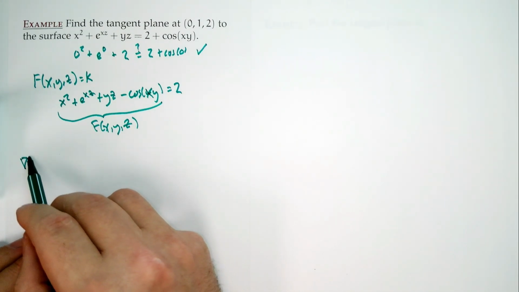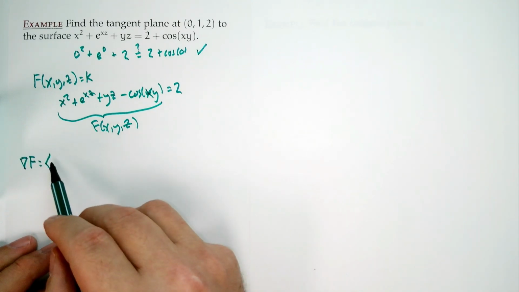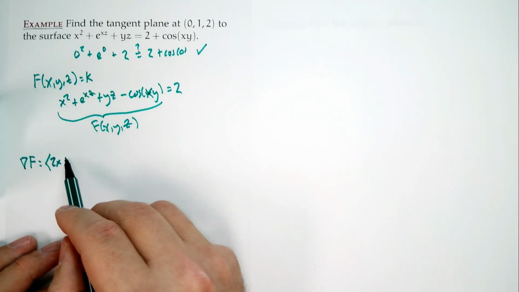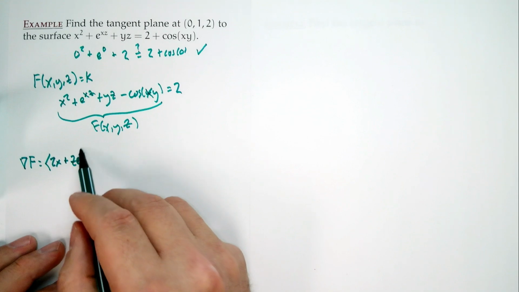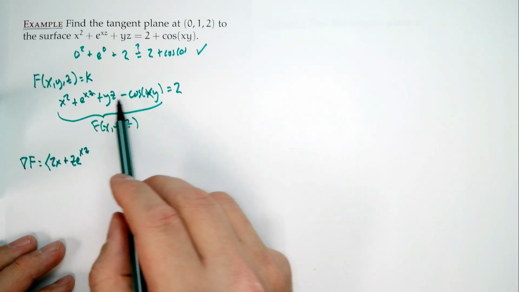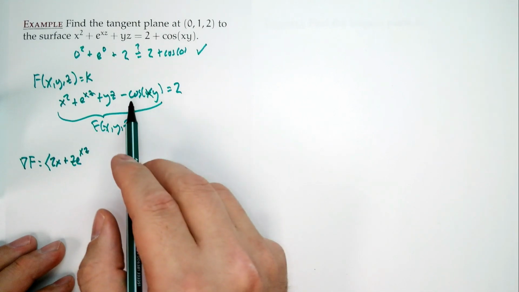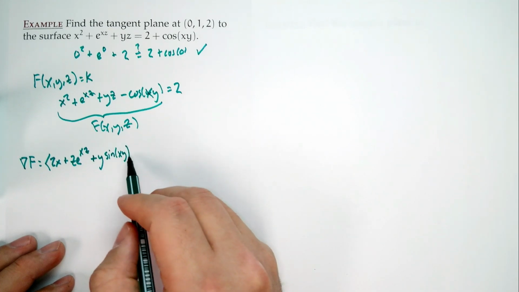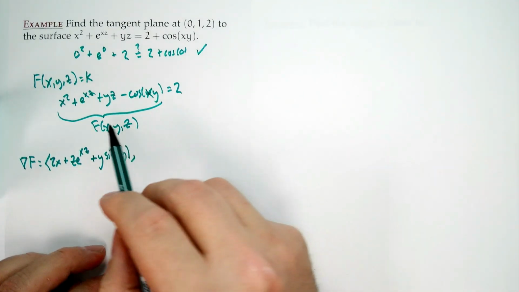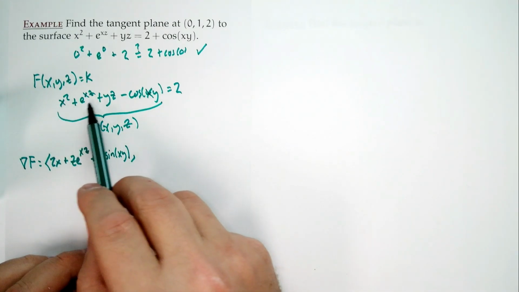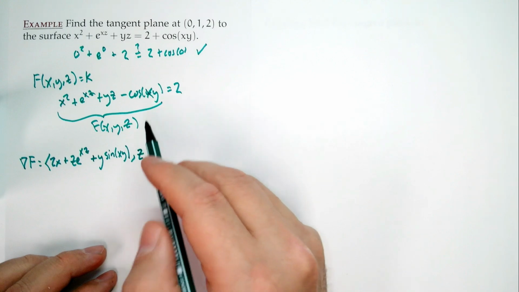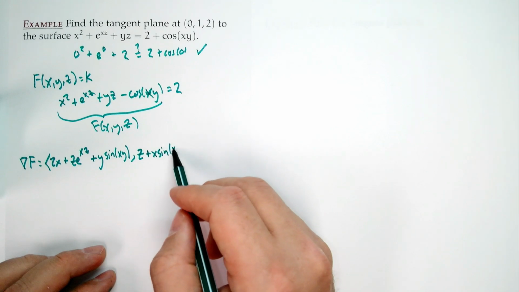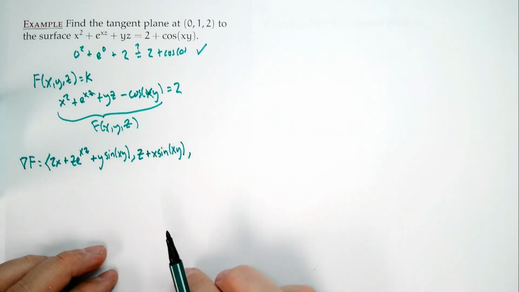So the gradient of f is, so go through, take the derivative with respect to x. There's a 2x, and then there's a z, e to the xz. No x there. There is an x there. The derivative of cosine, by the way, is negative sine, so this will become a plus y sine of xy, comma. Now take the derivative with respect to y. There's no y, there's no y. There's a y. So that would be z. There's a y there as well. So plus x sine of xy, comma.